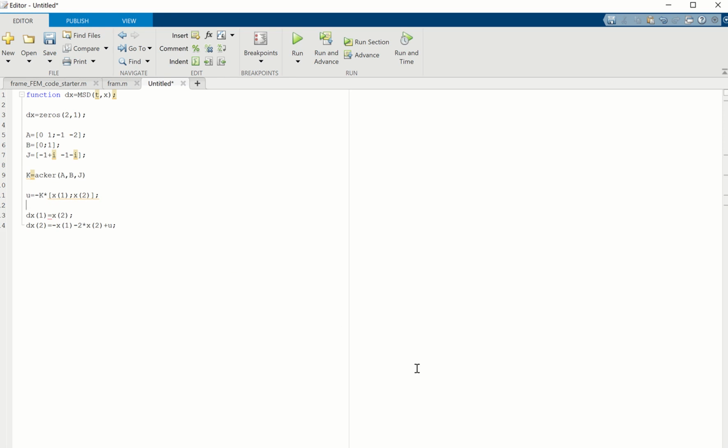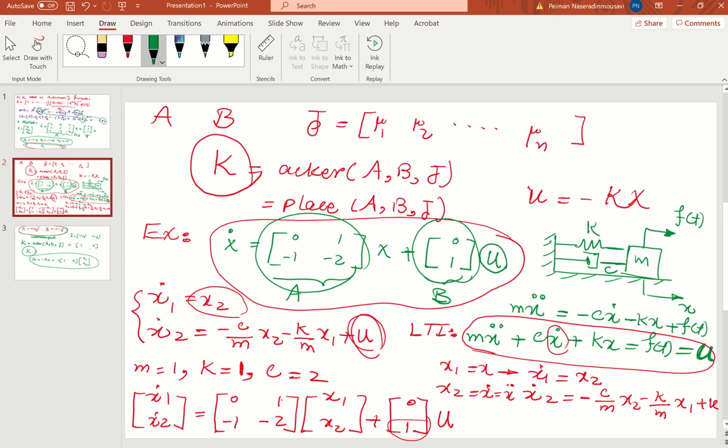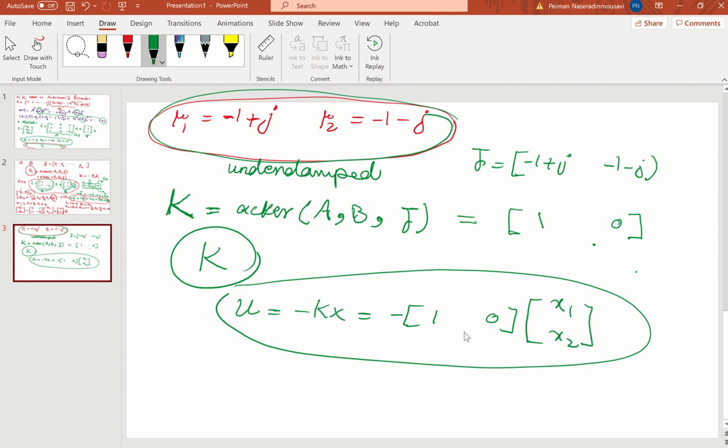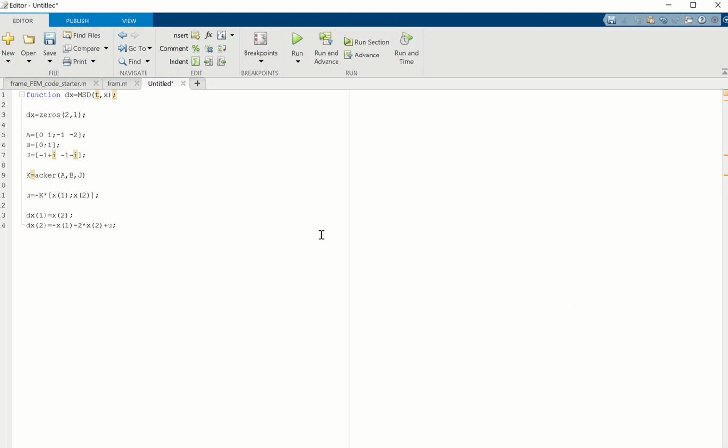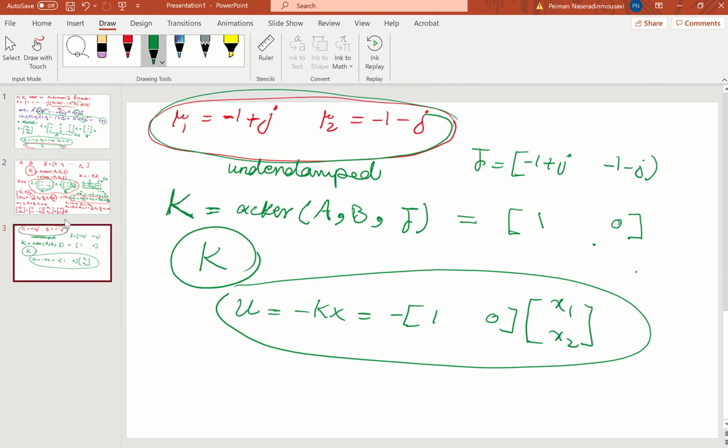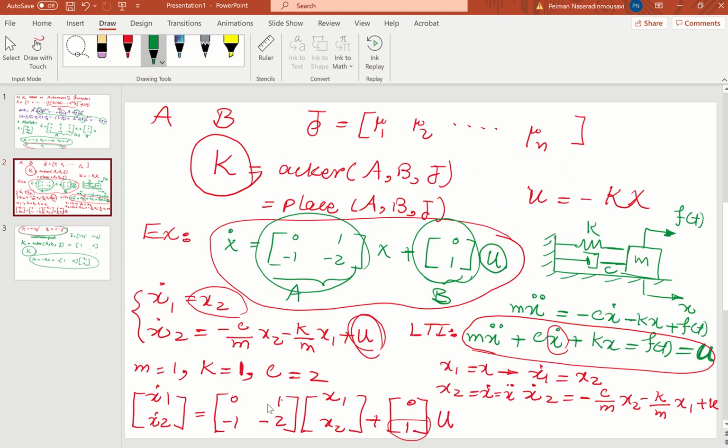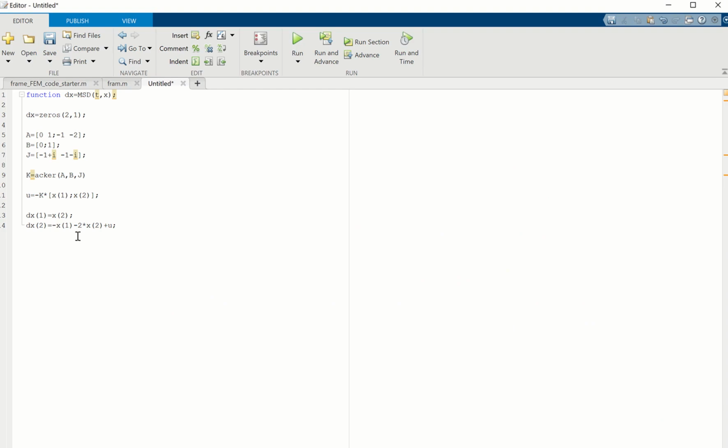Look at here, guys, as I wrote here: minus k that you calculated, times x1 and x2. So this is what we have. Let me double check everything here.